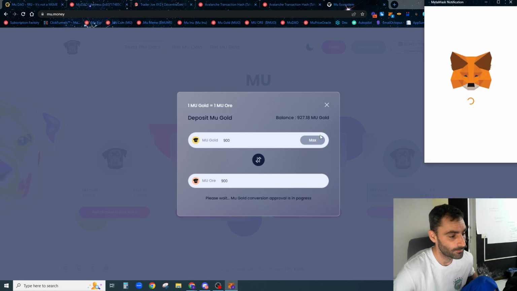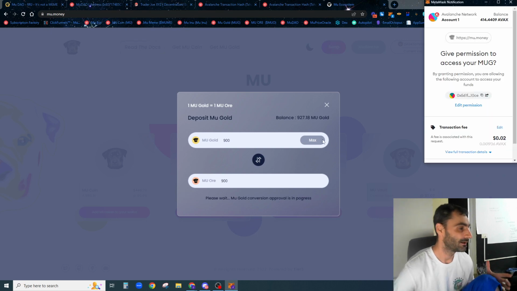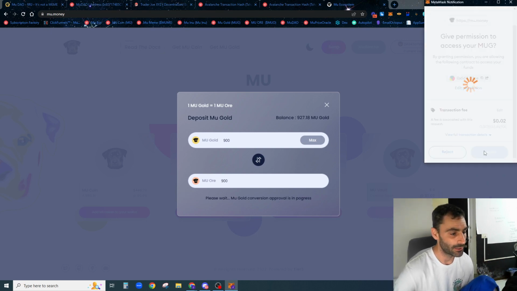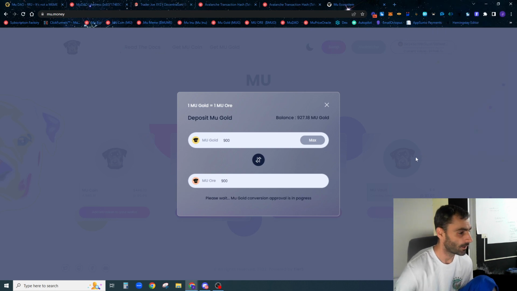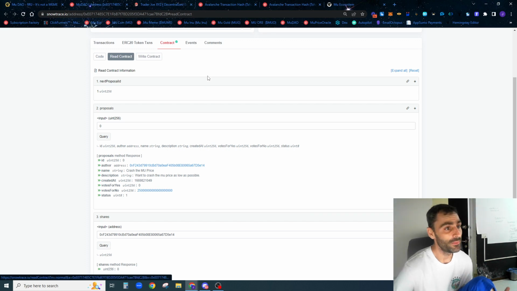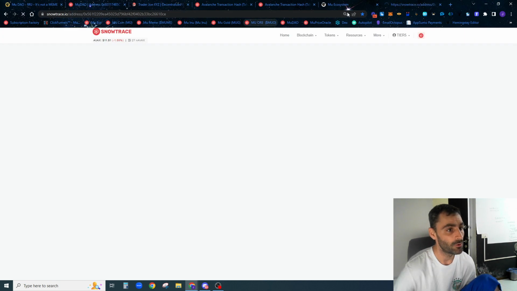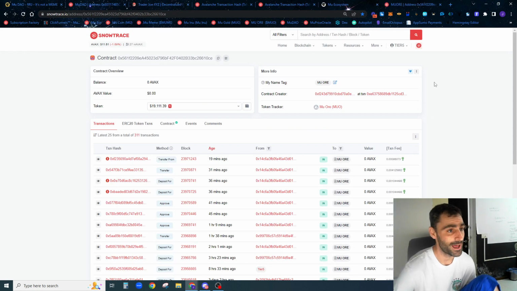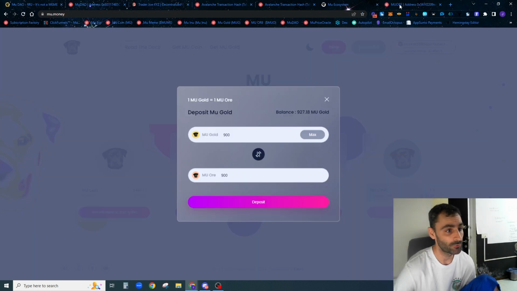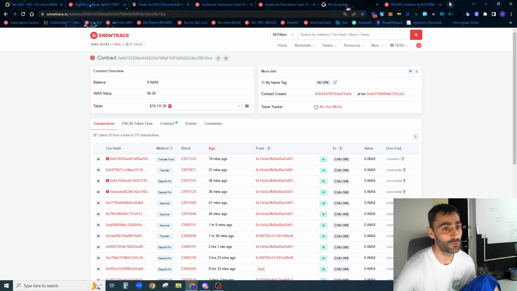We're just going to go ahead and approve this. Now what's happening in the background? What's happening in the background is what you're going to do on the smart contract. This UI is just calling functions on a smart contract. Since we don't have the UI for the Mu DAO, you have to call the functions yourself on the smart contract. What has just happened is you have approved this Mu ore contract to spend your Mu gold.